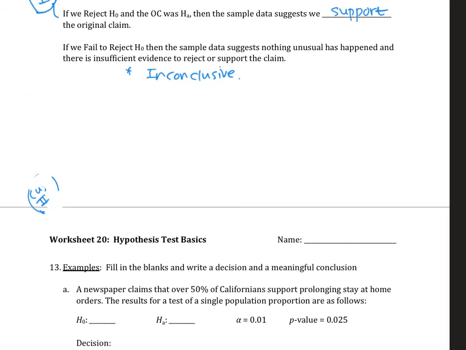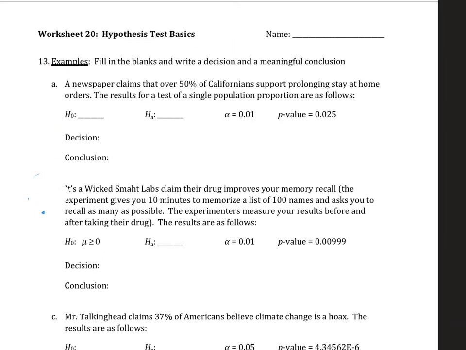All right, let's look at the next question here. Number 13. Fill in the blanks and write down the decision and meaningful conclusion. Okay, let's get part A. A newspaper claims that over 50% of Californians support the prolonging stay-at-home order. Okay, first of all, I notice it has 50%, so it's percent, so most likely it's a proportion question.